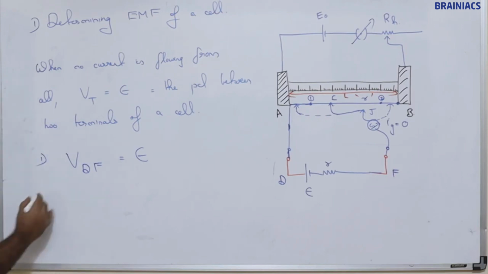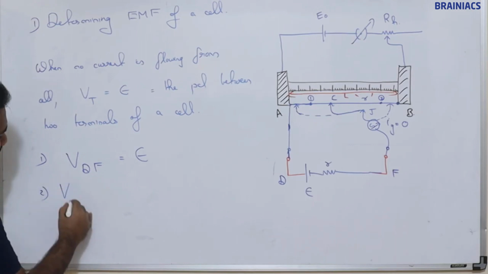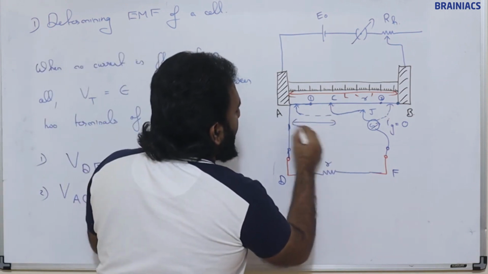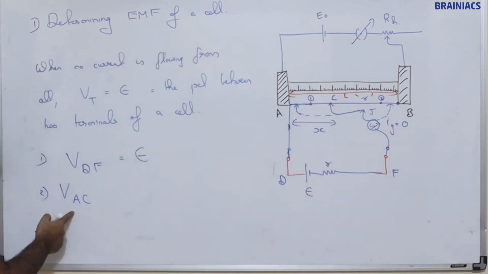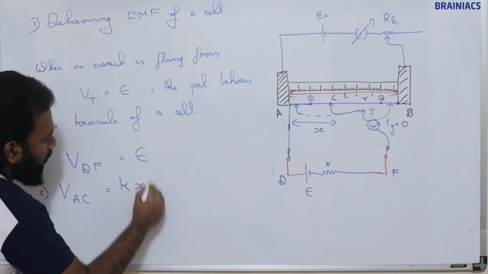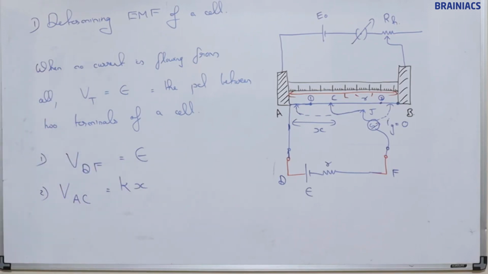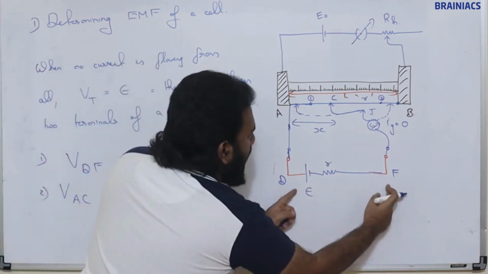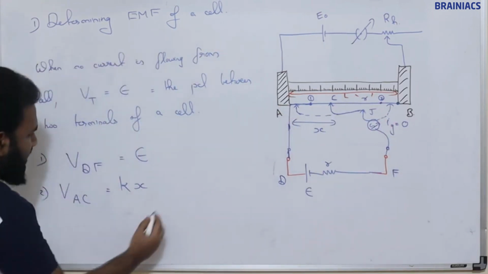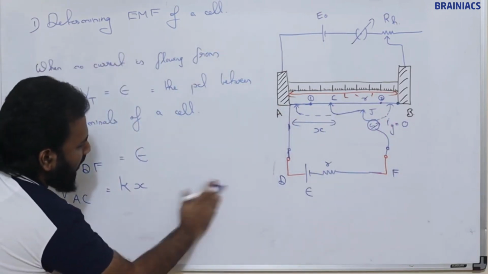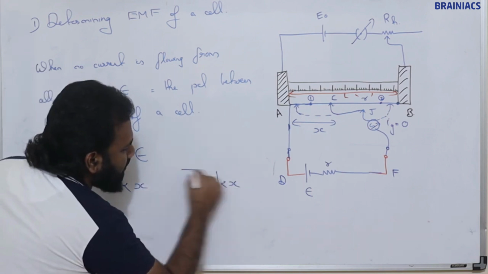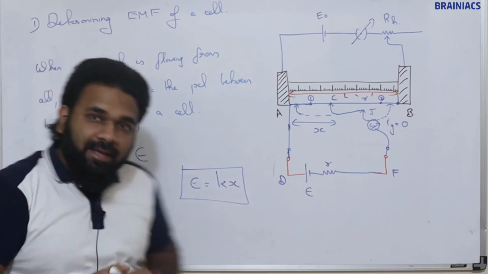Another point is, what is the voltage across AC, between A and C? If this length we have measured as X, what is the voltage across A and C? Nothing but simply the potential gradient into X. So these two voltages are same. That is the reason no current is flowing. So simply we can say that the EMF of the cell will be equal to Kx. How to find K? V by L.